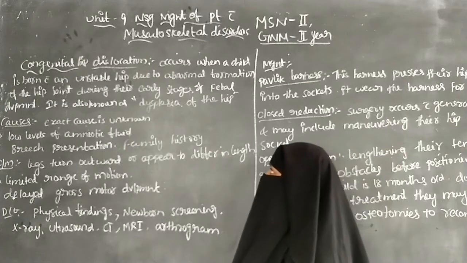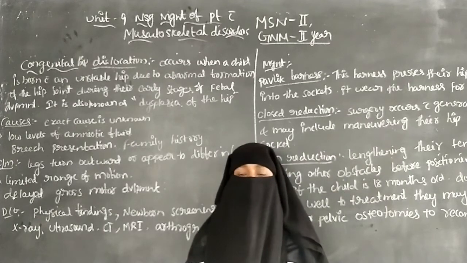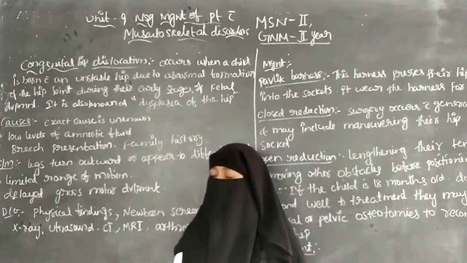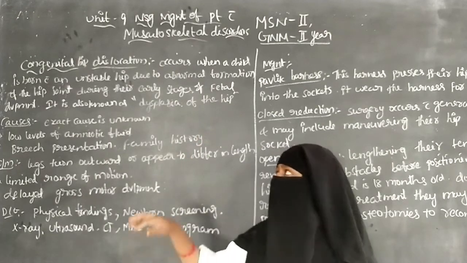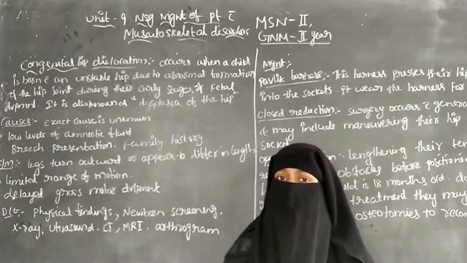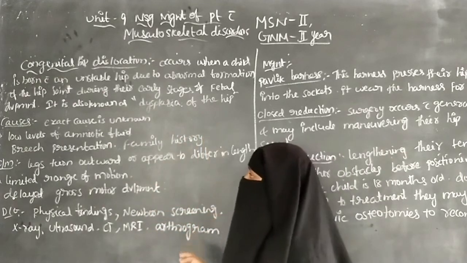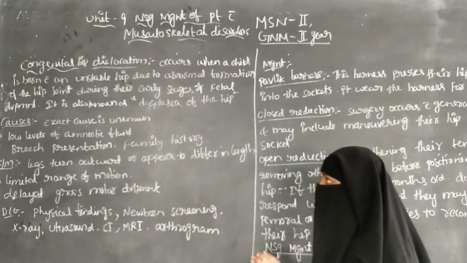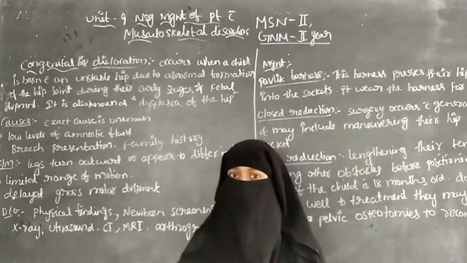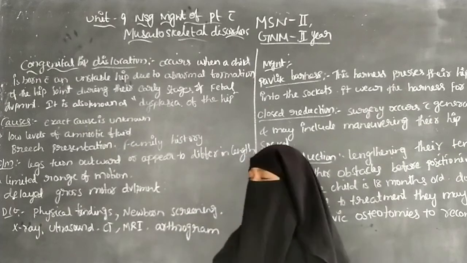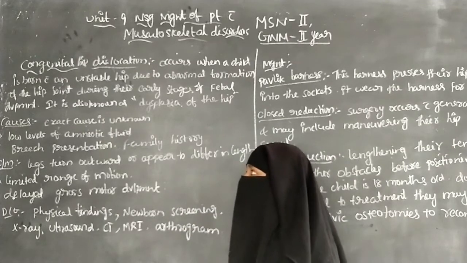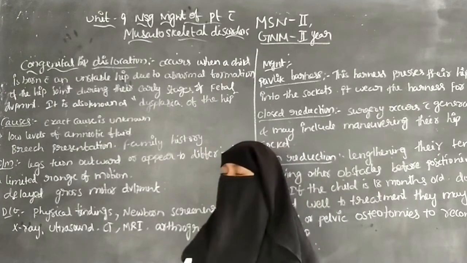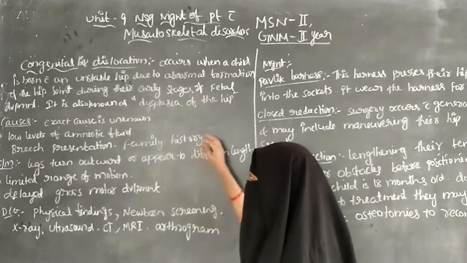Dysplasia means improper or incomplete development of the hip. So congenital hip dislocation is also called dysplasia of the hip. By birth itself there is an abnormal formation of the hip, which occurs during fetal development. So it is called congenital hip dislocation, also known as dysplasia of the hip joint.